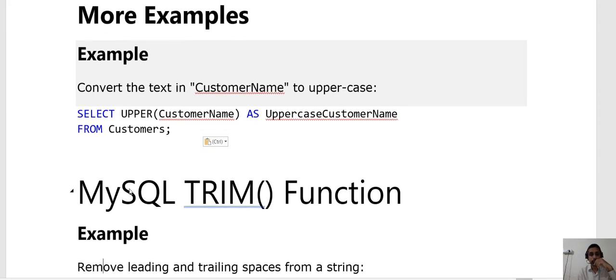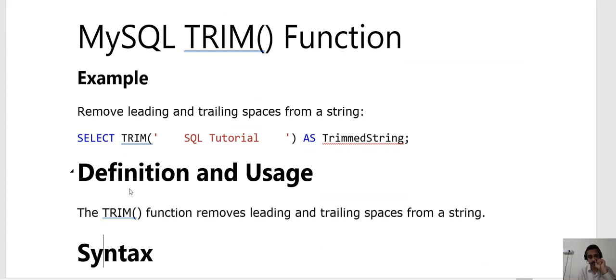Coming to the next function, which is called trim, T-R-I-M. It removes leading and trailing spaces from a string: select trim SQL tutorials as trimmed string. So what does the trim function do? It removes the space. If you are writing a full name and there are multiple spaces, you can remove those spaces using the trim function.